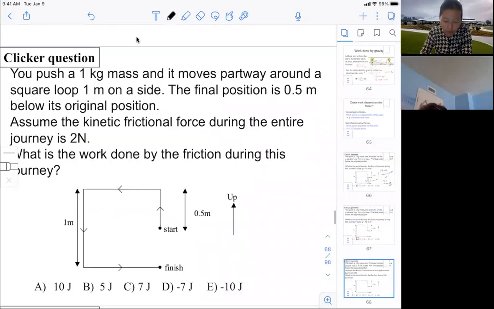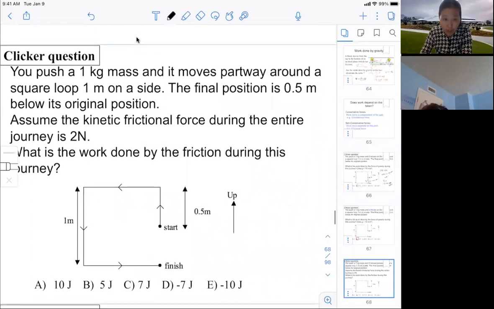Now let's look at the work done by friction of this journey. Okay, and I tell you what the friction is. There are 2 newtons. And you know that friction, the work is again, is this times displacement, okay? So here the frictional force is 2 newtons. Think about what is the work done by friction during this journey. I'll give you 2 minutes in breakout rooms, okay, for this question.